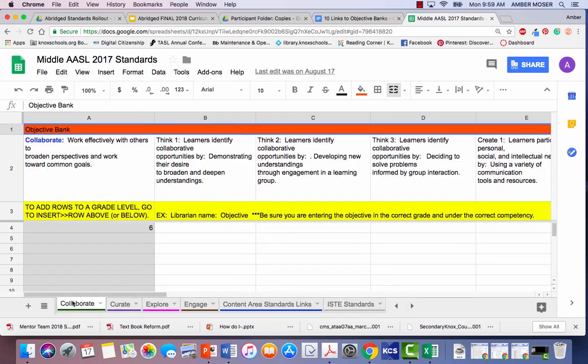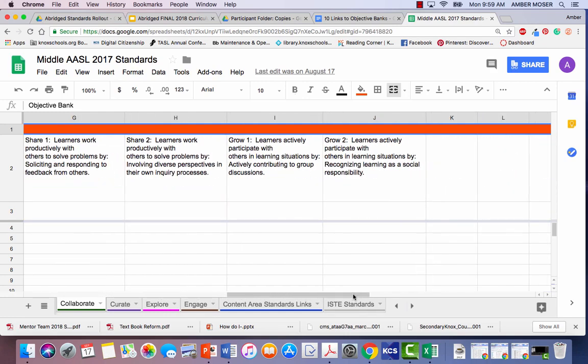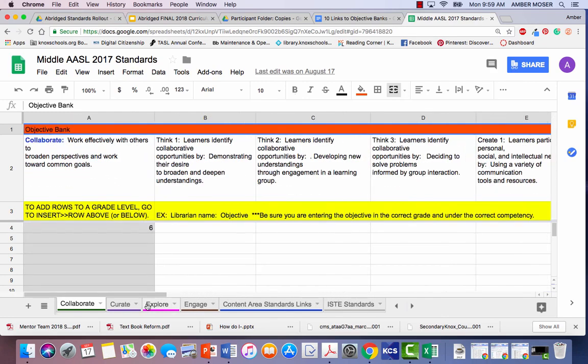I'm going to click Collaborate. These are the different domains across the top. We've got think, create, share, and grow, just like we do on the framework. Then down the side, you have grade bands, grade levels. So there's 6th grade, and then 7th and 8th are on down through here.